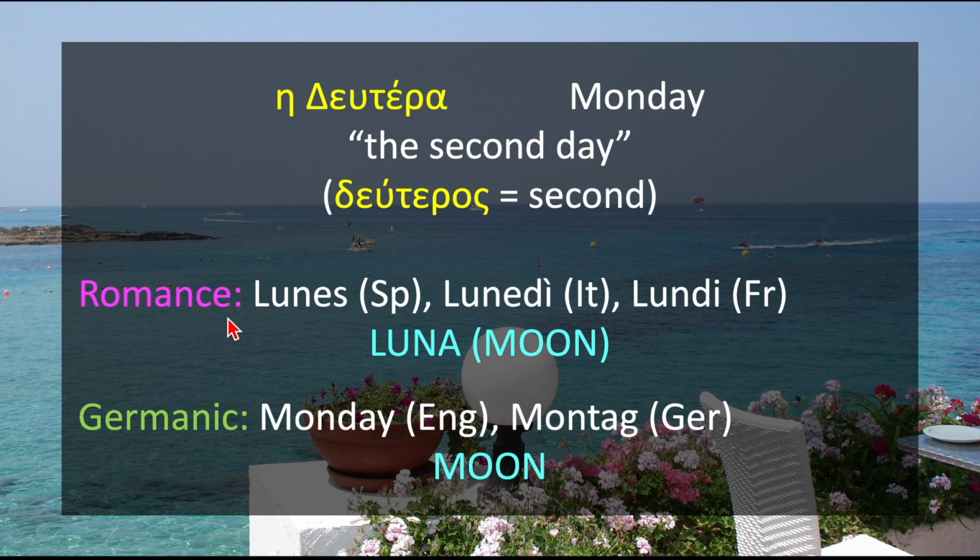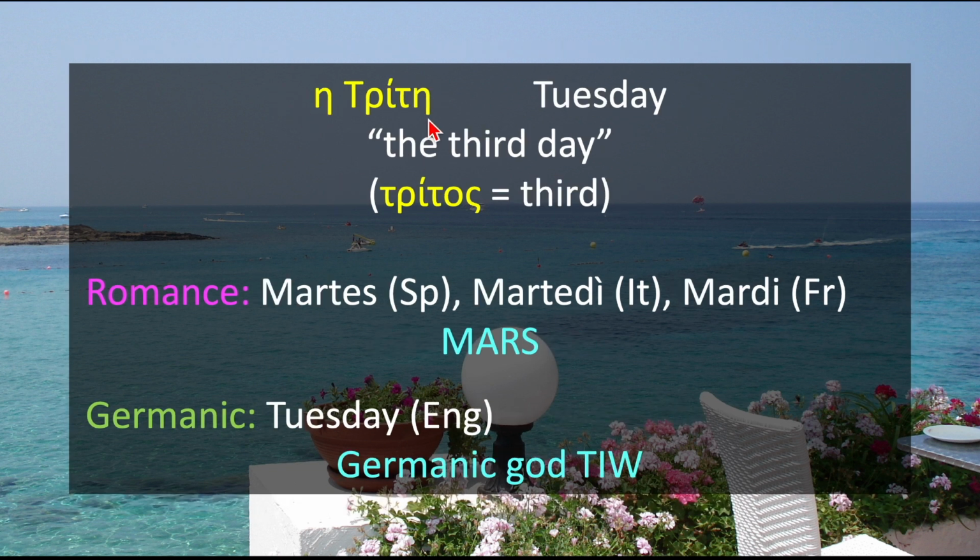In the Romance languages, it's associated with the Latin word luna, which means moon. For example, lunes in Spanish, lunedì in Italian, lundi in French. The same thing in the Germanic languages, even though the word moon is used instead of luna. So, Monday in English, Montag in German. Η Τρίτη, Tuesday. Η Τρίτη comes from Tritos, which means third. So, η Τρίτη is the third day.